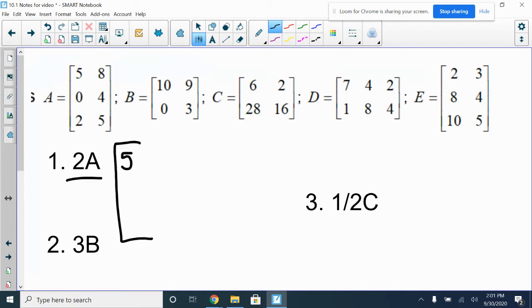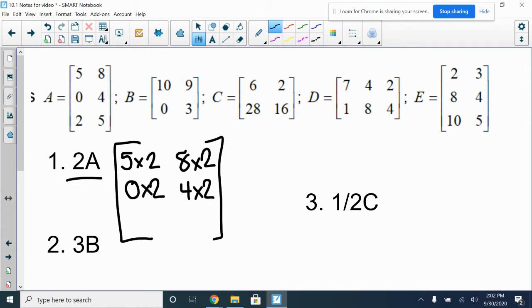So 5 times the 2 in our first row, first column, 8 times the 2 in our first row, second column, 0 times the 2 in our second row, first column, 4 times the 2 in our second row, second column, 2 times the 2 in our third row, first column, and then our 2 times the 5 in that third row, second column.